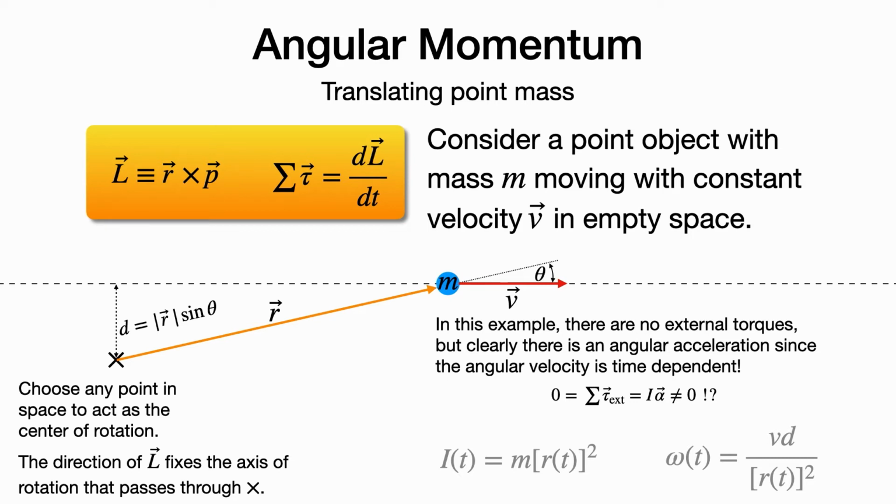So how can we have the rule that the sum of all the external torques, which is 0 in this case, is equal to the moment of inertia times the angular acceleration, which is clearly not 0? Well, we have to remember that we mentioned in the previous slide that that relationship between the external torques and the moment of inertia times the angular acceleration assumes that the moment of inertia is constant. And in this case, clearly the moment of inertia is not constant since the radius of the particle is changing in time.